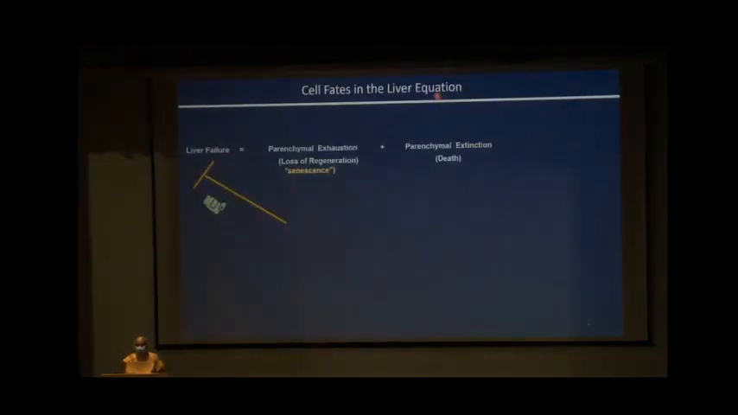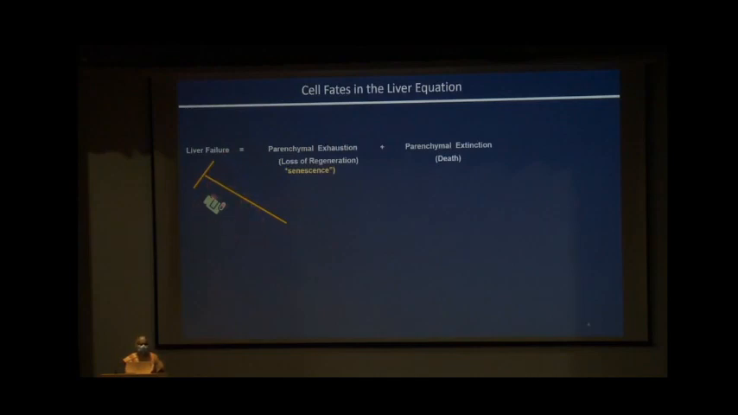Now, very briefly, if you look at the overview of liver failure, it's actually parenchymal exhaustion. I also learned at ILBS about something called parenchymal extinction. Exhaustion means the cells are present but they are not dividing, and we wanted to ask whether it is a state of senescence or not. Parenchymal extinction is actually death. Combined, these two lead to a complete regenerative failure.